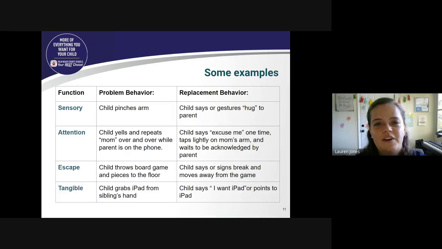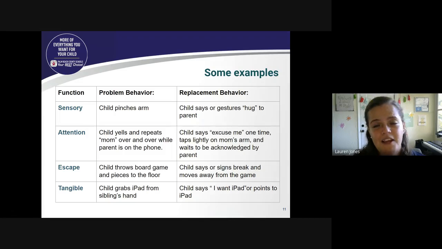Absolutely. So here are some examples just to get you brainstorming about different replacement behaviors that you can start to teach your child. Remember, we want to think about function. What purpose is their behavior serving them? So let's look at sensory first. Our child is engaging in pinching their arm. They're doing it because it feels good. Maybe they like that pressure. Instead, we can teach them to say or gesture hug to you as the parent. They'd still get that pressure and input, but maybe they're not hurting themselves or leaving marks on their arm.